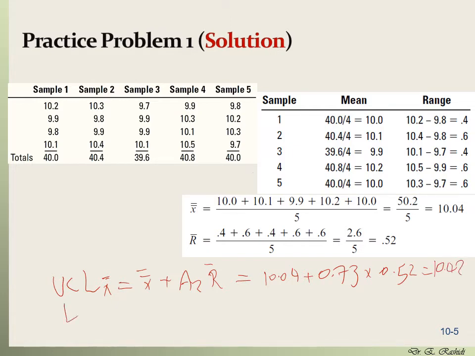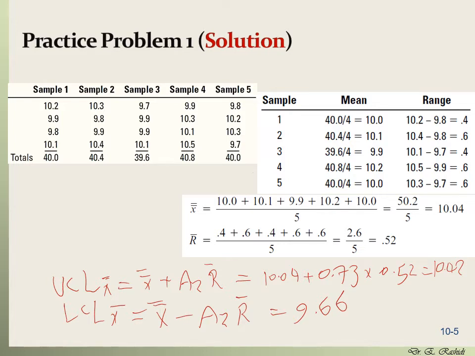For the lower control limit for X bar, that is the grand average minus A2 multiplied by R bar. If you plug in all the numbers, you're going to get 9.66. For the upper and lower control limits for the range chart, since D3 is 0, the lower control limit is equal to 0. And for the upper control limit, D4 is 2.28.